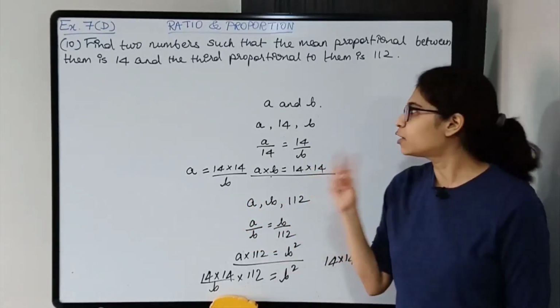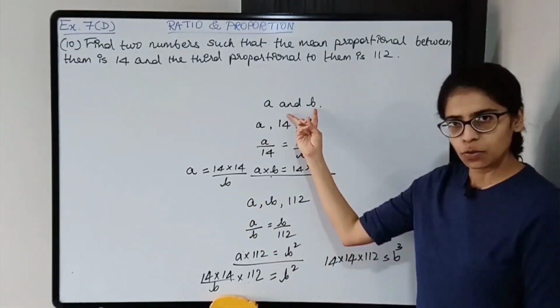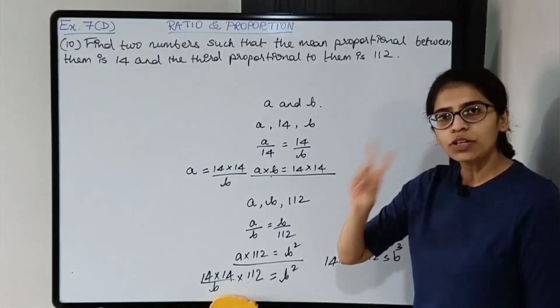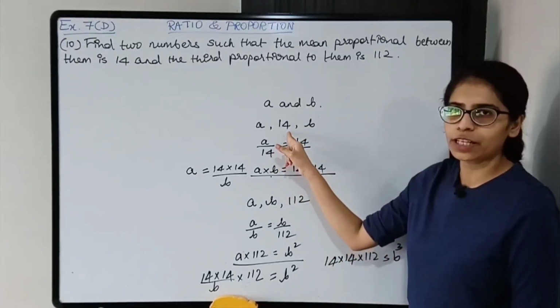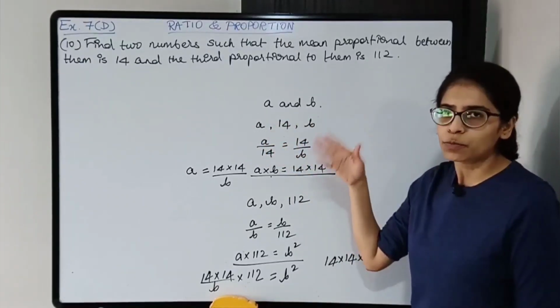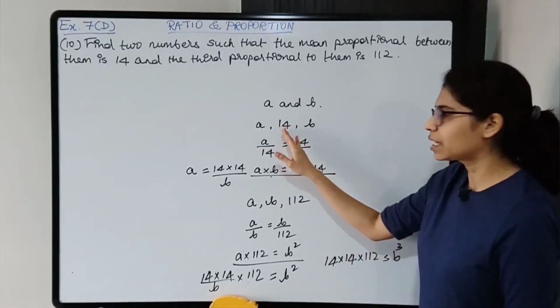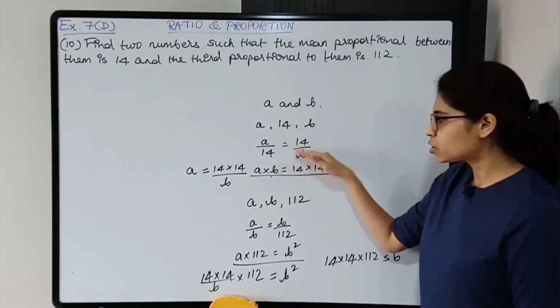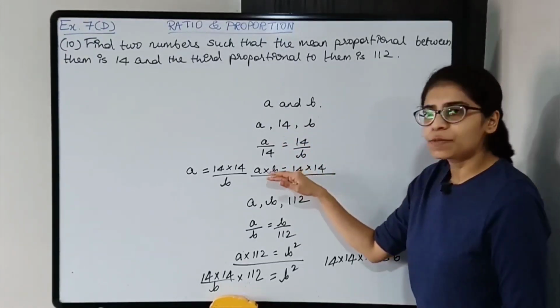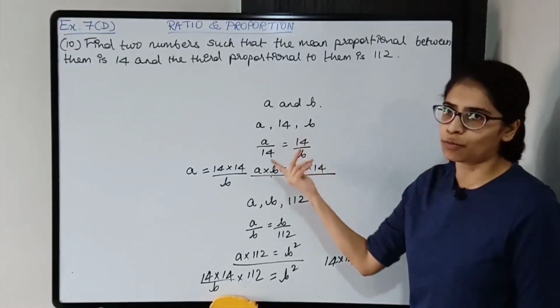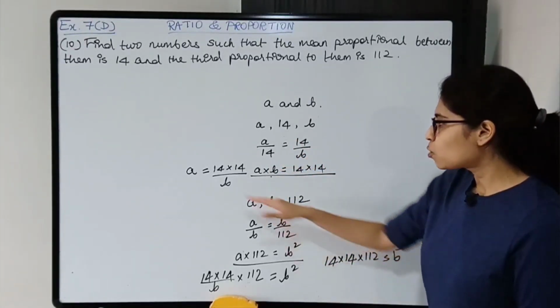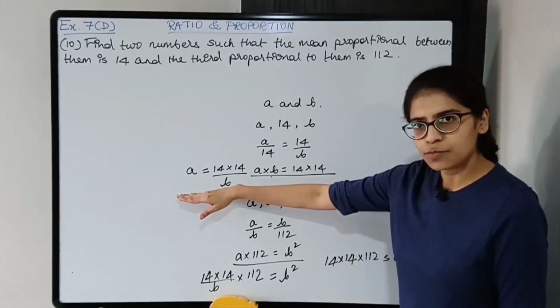I'll repeat, there are two numbers a and b, and two different conditions. First is mean proportional: the mean proportional between them is 14. So you will apply the property of continued proportion. It will be first upon second equal to second upon third. Solve further. Now express b in terms of a or a in terms of b. So I took a in terms of b.